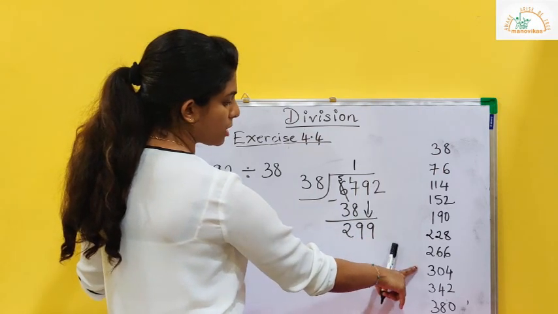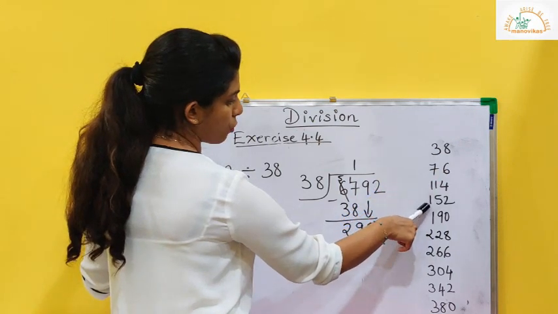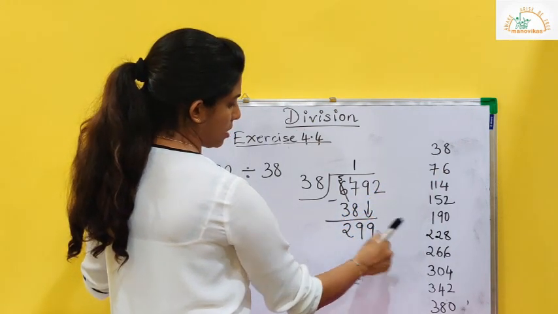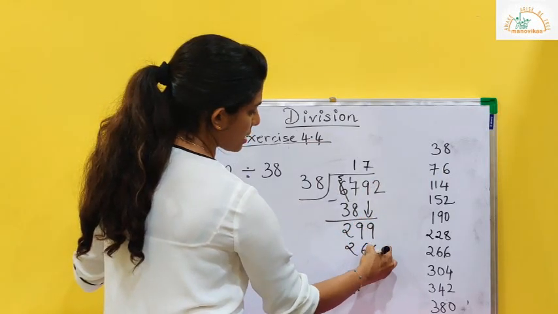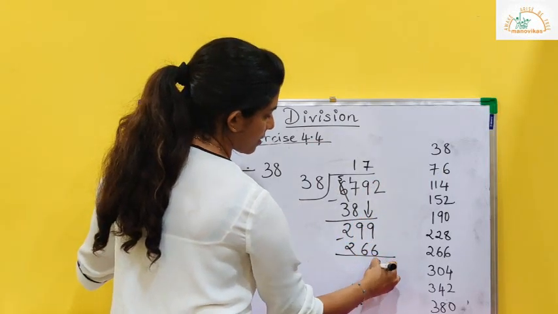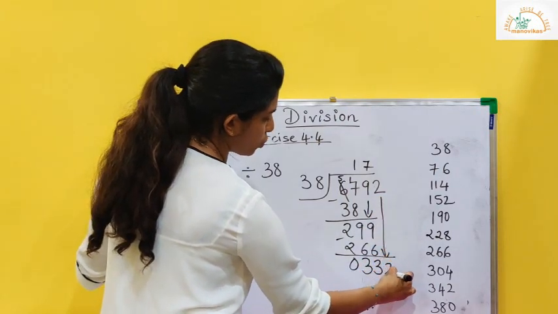Now I have to see which number is closer here. It is 266. 2s are, 3s are, 4s are, 5s are, 6s are, 7s are. So 38 7s are 266. This becomes 33. Then I bring down 2.